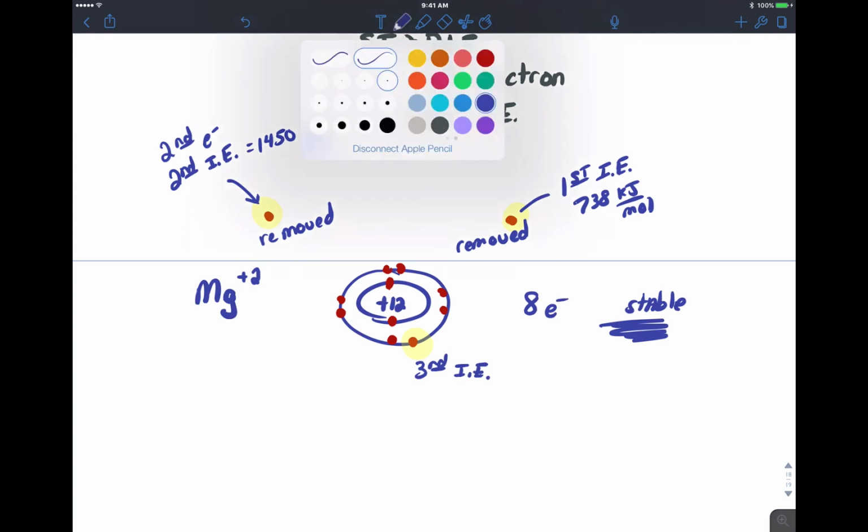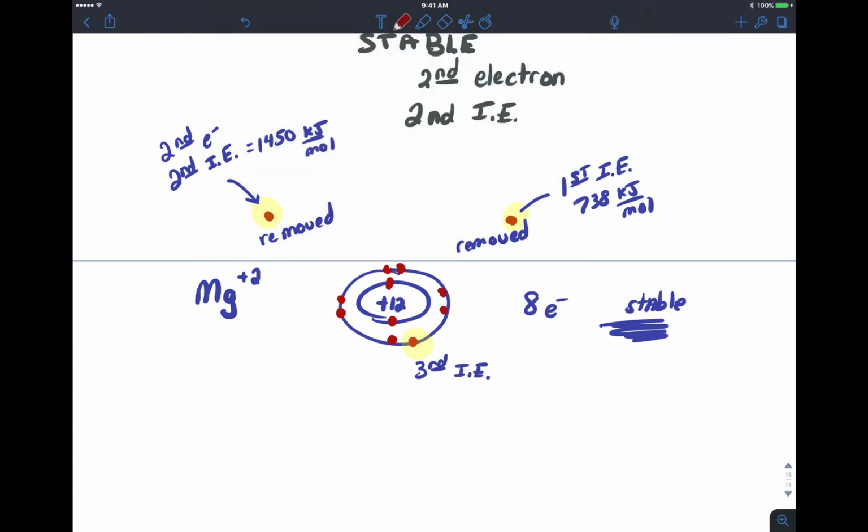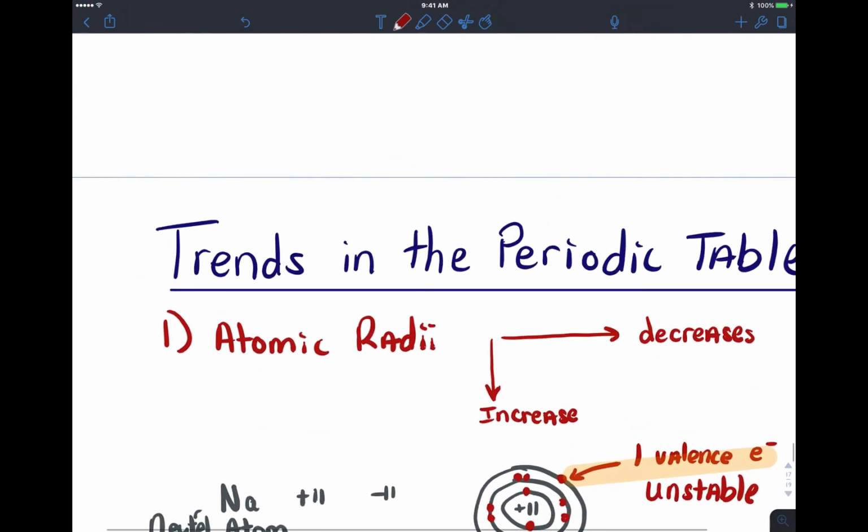Two, as you start removing these electrons, that radius, remember that when you remove electrons, that atom keeps getting smaller and smaller. So that third electron, not only is it in a stable state, but it has moved closer and closer to the nucleus, making it more difficult to remove.